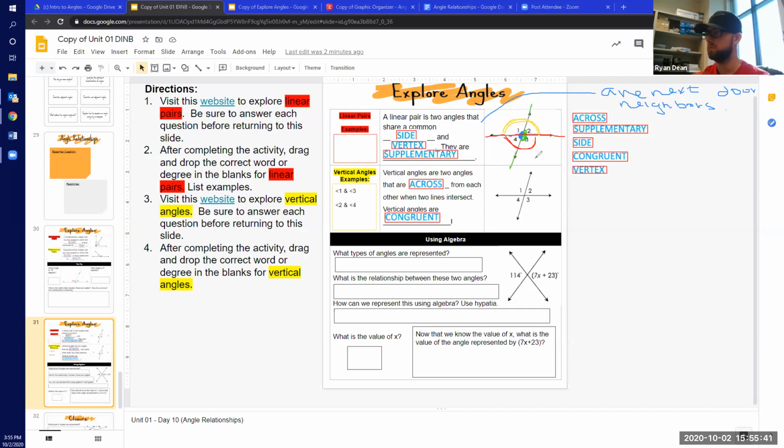Okay, so notice what I did there with the lines. You pick a line. If you're looking for linear pairs, you pick a straight line, and then you figure out which two angles, if I add them together, make up the straight line.